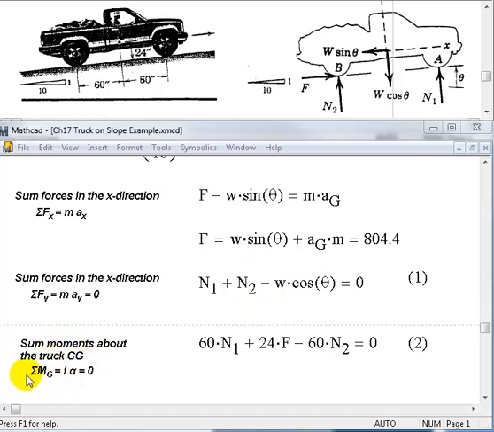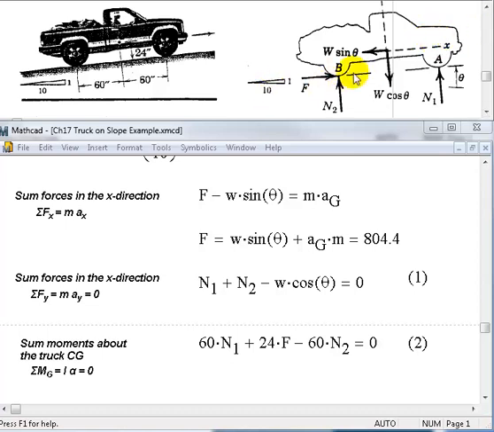And we can say that the sum of moments about the center of gravity is I alpha, but because the truck never rotates, alpha is equal to 0. And so the moment about the center of gravity would be, since we have the center of gravity 24 high, but left-right it is centered on the truck, 60 times the force at the front, producing a positive moment if we let right-hand rule govern positive, therefore counterclockwise governs positive.